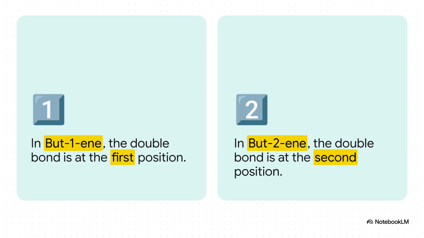Okay, but what happens if the main carbon chain stays the same? Well, sometimes the only difference is where a certain feature is located. And yeah, you guessed it, we call this position isomerism. Look here, both of these molecules have a 4-carbon chain and a double bond. The only difference? In but-1-ene, that double bond is at the very beginning. In but-2-ene, it's right in the middle. Same piece, just a different spot on the board.